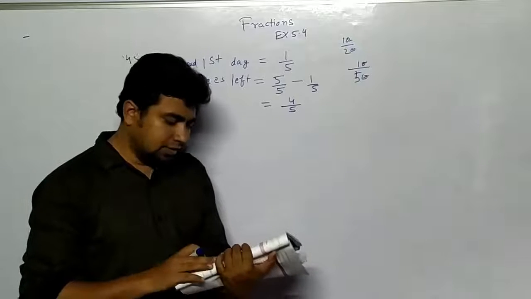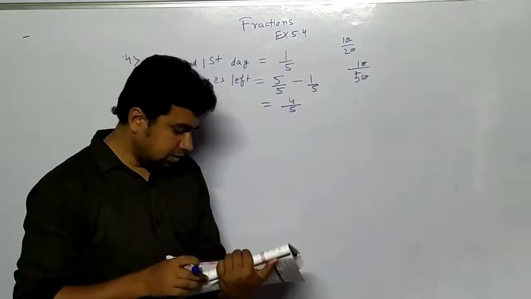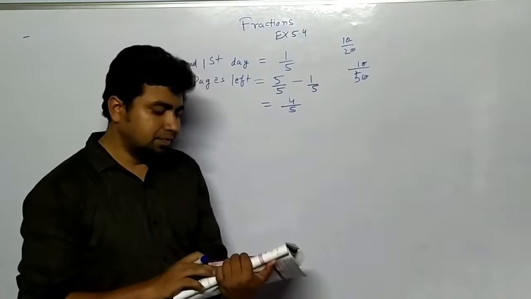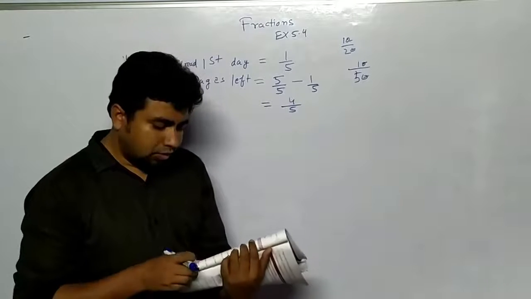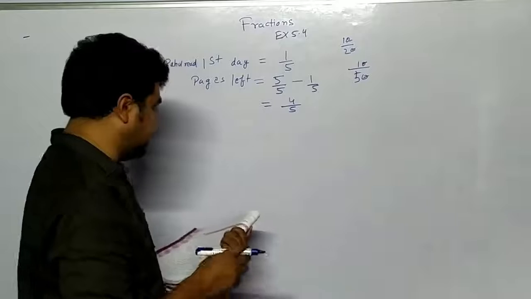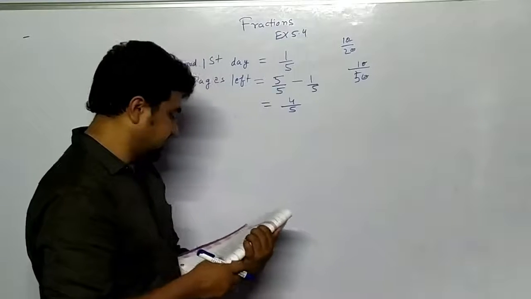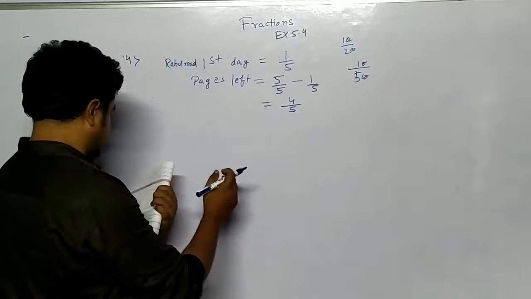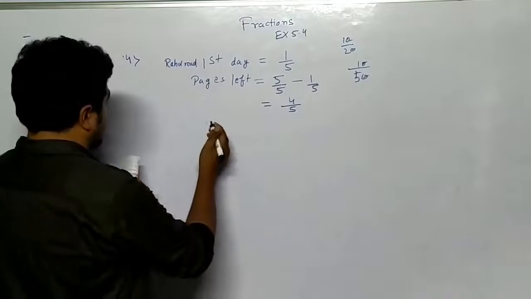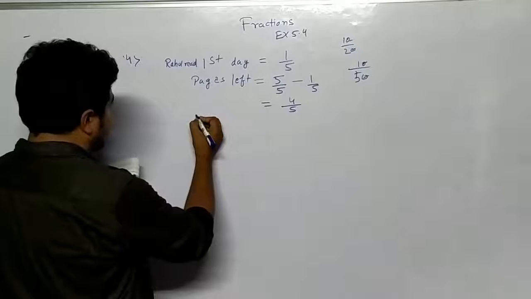Now you have to think about the 3/10 of the remaining book on the second day. 3/10 of the remaining book. And if the book has, means what can you say about 3/10 of the remaining book?